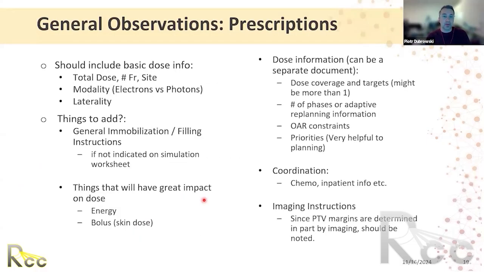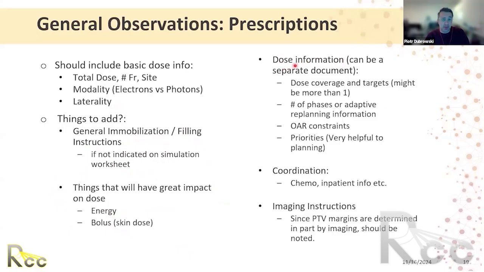Less room for error. So essentially, it should include pretty basic information like the total dose, number of fractions, the site. Modality is obviously important, whether you're doing electrons or photons. Laterality is always very good. You can add general and specific instructions, for example bladder filling or rectal filling, if it's not indicated in the simulation sheet or somewhere else. And essentially, focus on things that will have a great impact on the dose distributions: energy, and bolus, if we want skin bolus.